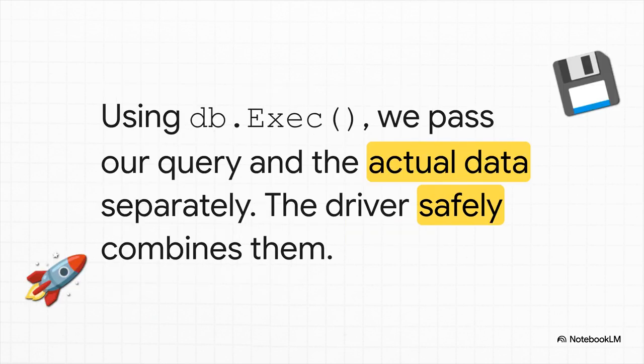And here's what that looks like in our actual Go code. We use db.Exec again, but this time after our query template, we pass in the real data, John Doe, his password, and the current time. Go's driver then safely slots this data into those question marks, making sure everything is secure. And just like that, our first user is officially in the database.